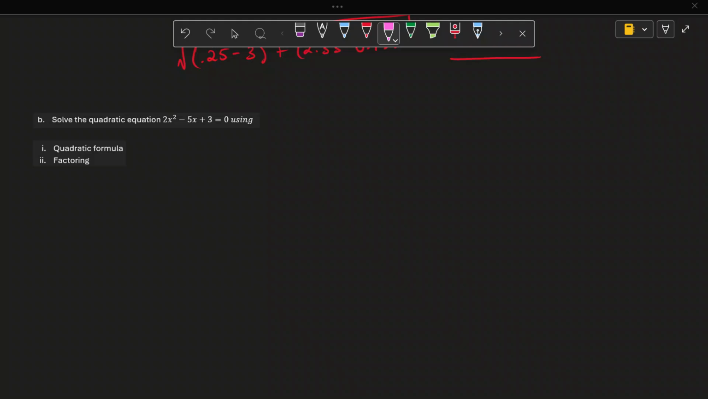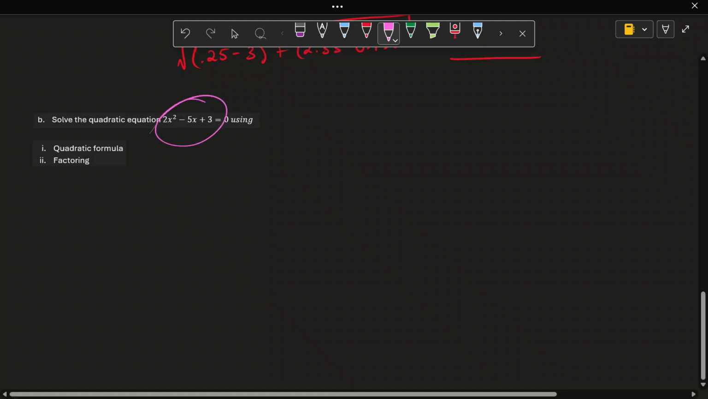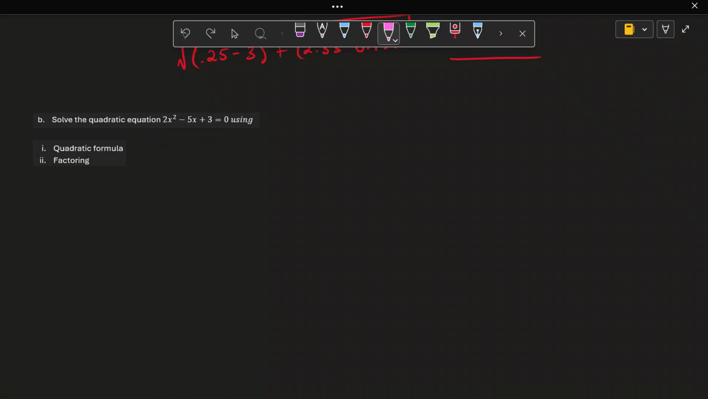If you're looking at this right away and you notice, oh, you can do factoring, that's really easy, then do factoring. But if you don't see it right away, then do quadratic formula, whichever way you choose. So let's start with quadratic formula. Quadratic formula is negative b plus or minus the square root of b squared minus 4ac, all divided by 2a. Again, this is found in the FE handbook.